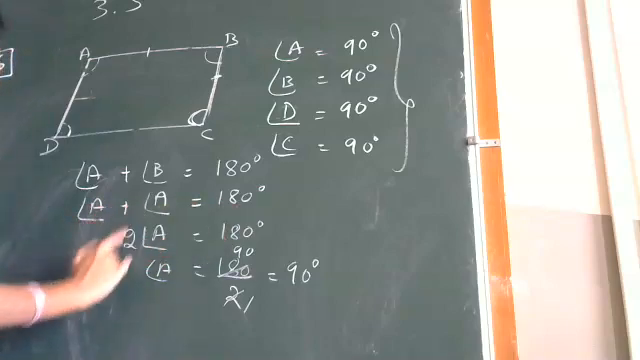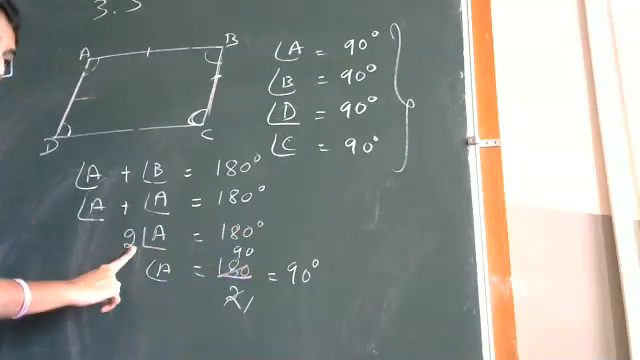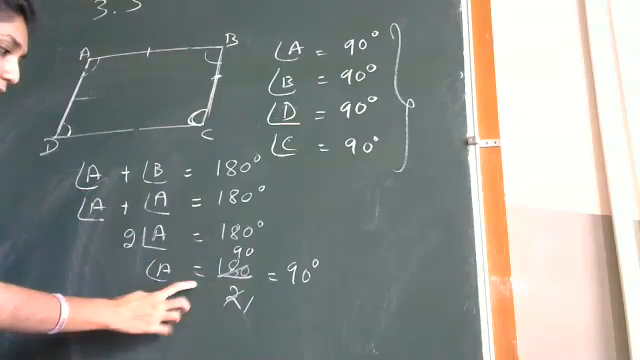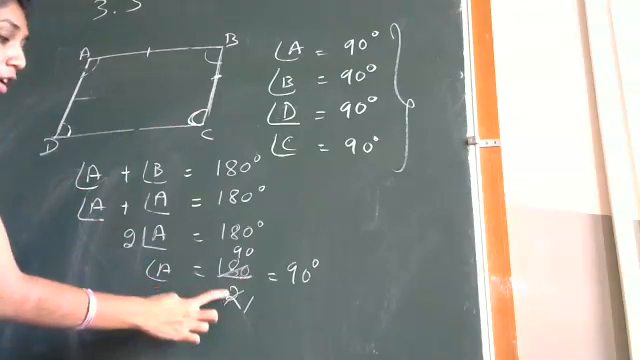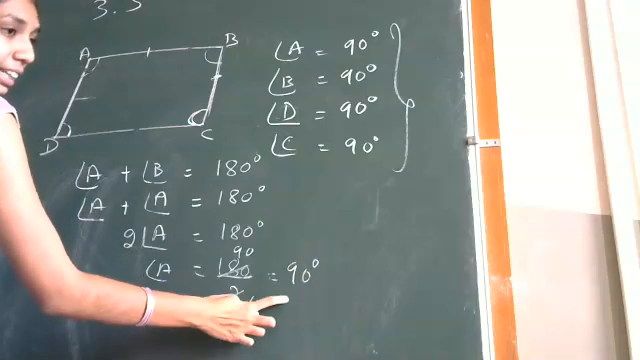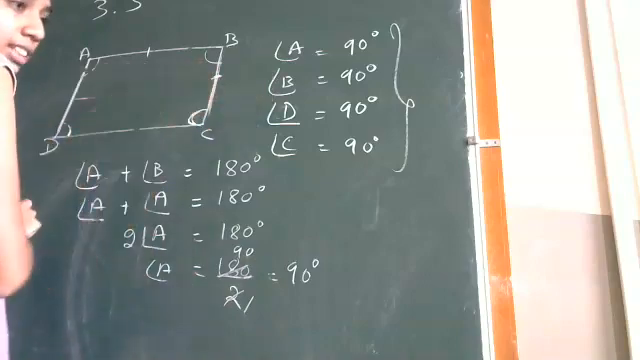Then add these two. A plus A is 2A. So 2A is equal to 180 degree. This 2 which is on the left hand side goes to the right hand side, to the denominator. So angle A is equal to 180 divided by 2. Two ones are 2, two nines are 18, and 0 as it is. So remaining is 90. So angle A I got it as 90.